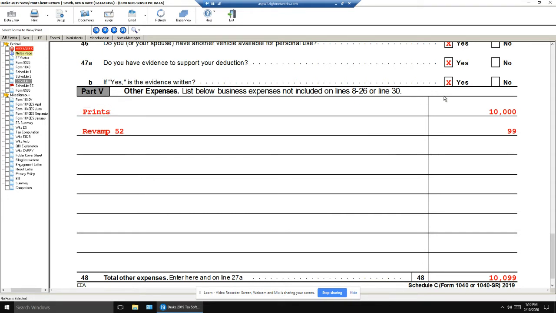So things like prints might show up here. Sometimes prints are up above in an area called cost of goods sold. The point is you want to make sure that your prints, if you are someone who sells prints, show up somewhere on the return and you see where it is.